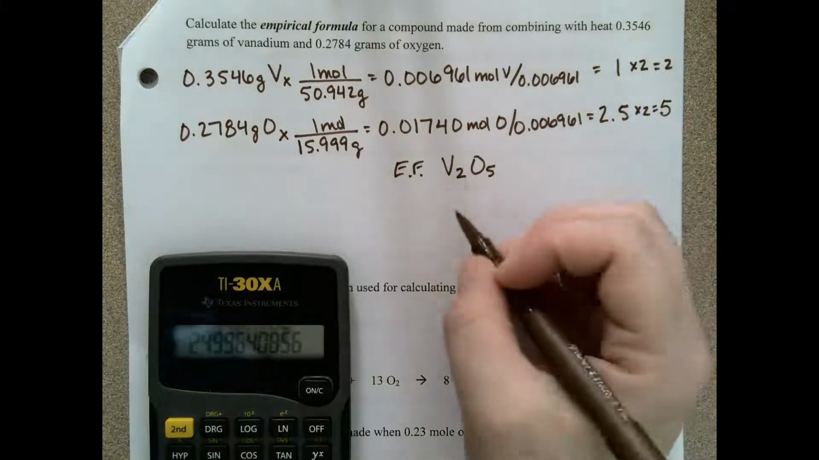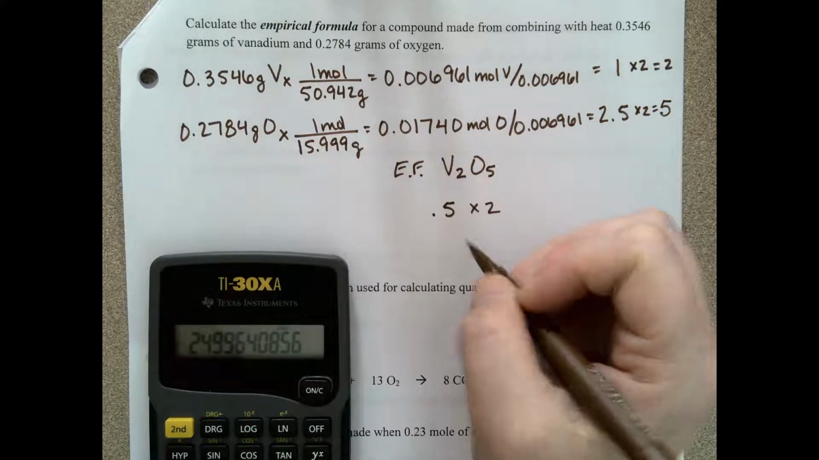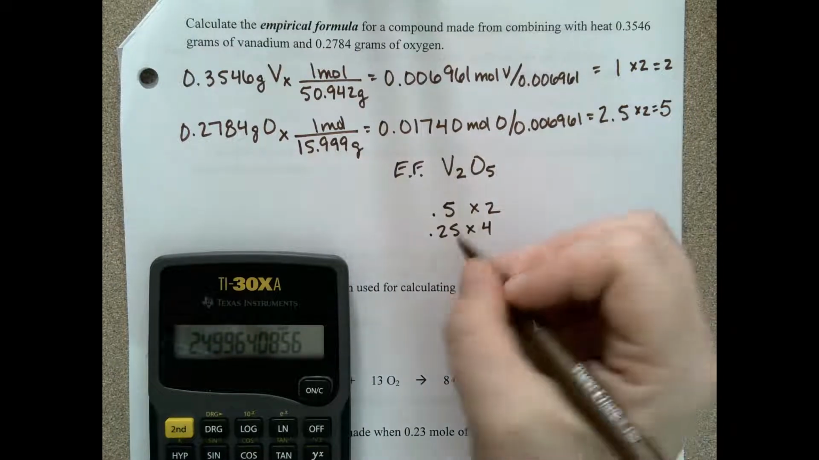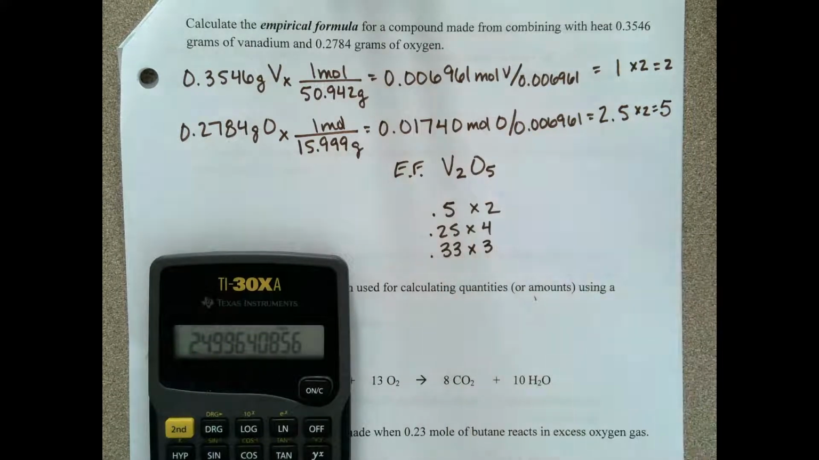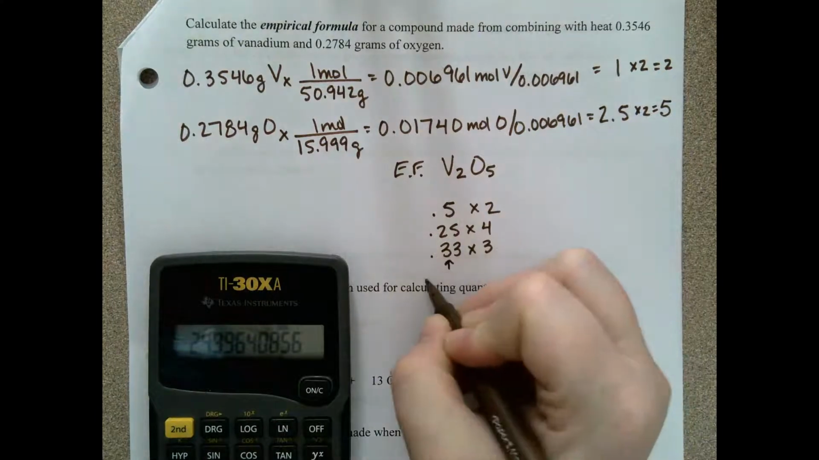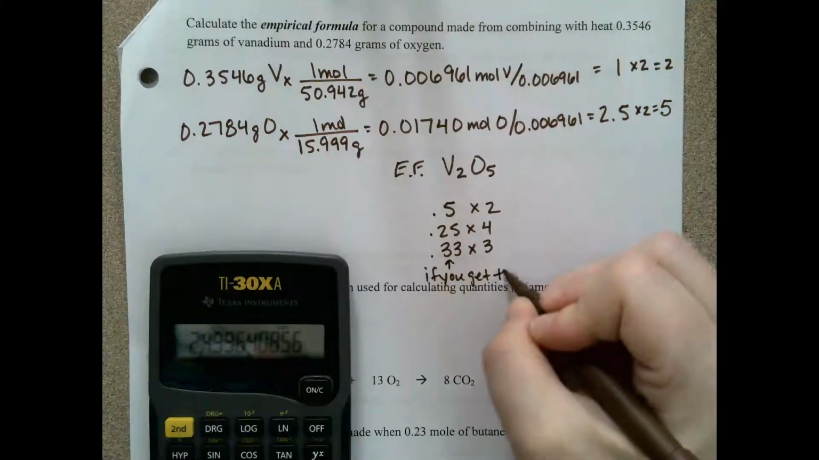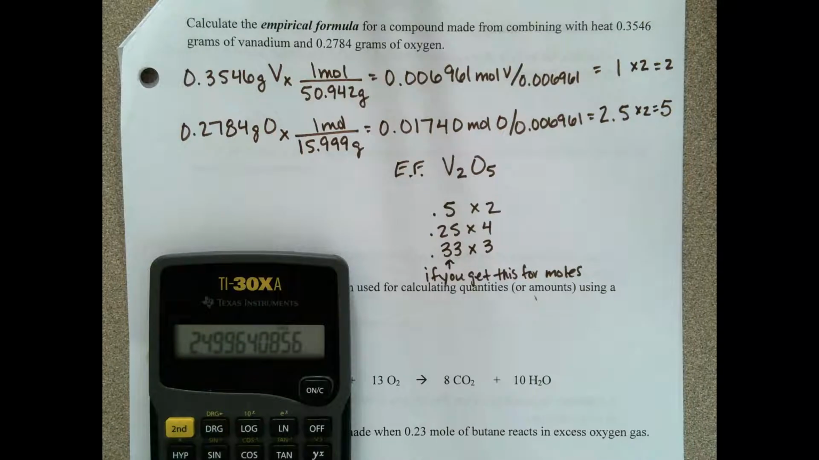So 0.5 is probably the most common one. And if you have a 0.5, you multiply by 2. Sometimes you'll get 0.25, so then you need to multiply everything by 4. And even less common is the 0.33, which is like a third, and then you need to multiply everything by 3. So just be careful of that. Most of the time it doesn't happen very often, but it does occasionally.